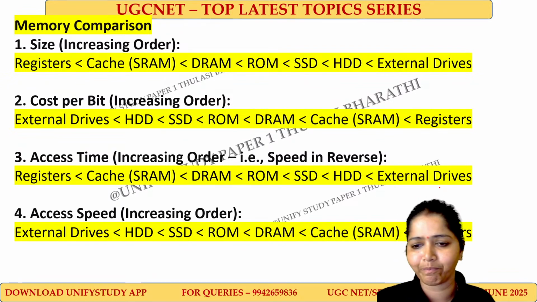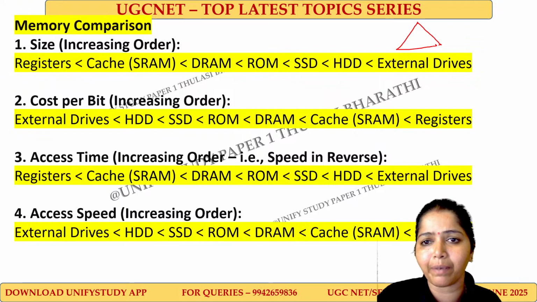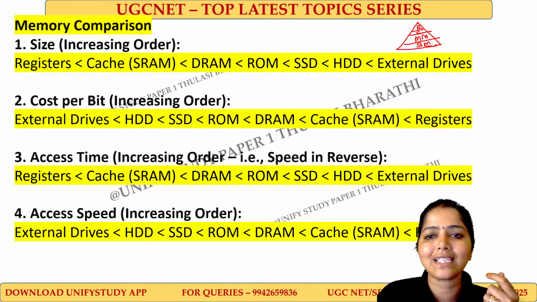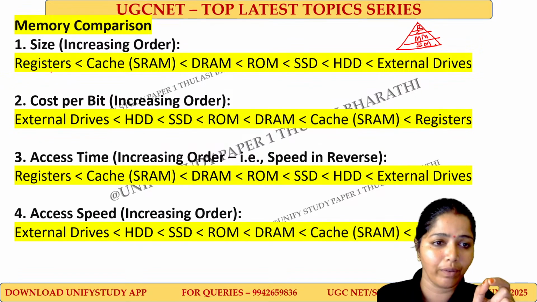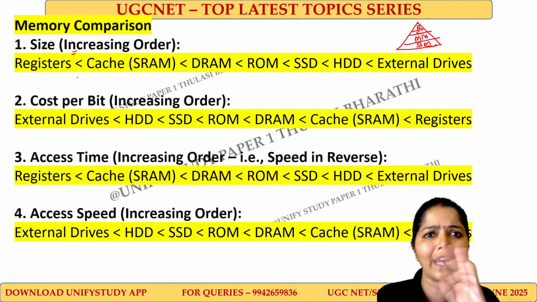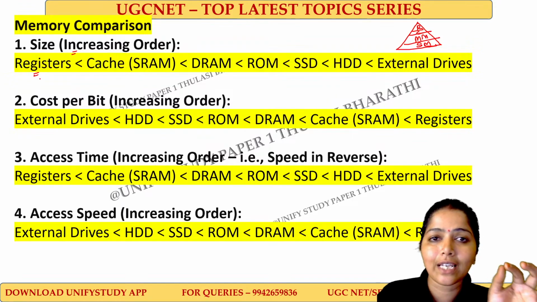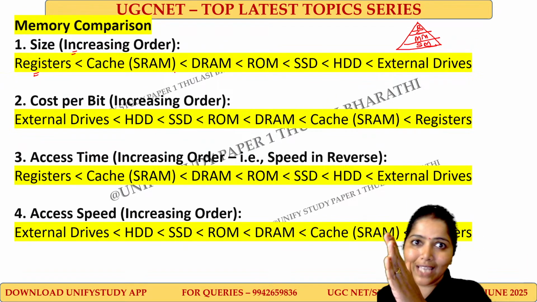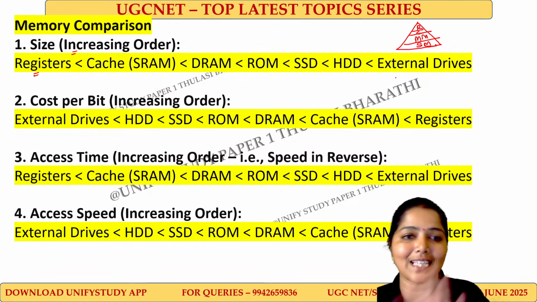Very important one. As we have this pyramid, right? Imagine this pyramid. Here we have registers first, next cache memory, next the main memory, next the secondary memory. With respect to size, register is said to be very small. That's why I have given it in increasing order. Any one order you remember, the opposite you can generate. Size of the register is very small when compared to the other devices across the hierarchy: SRAM, DRAM, ROM, SSD, HDD, external devices.